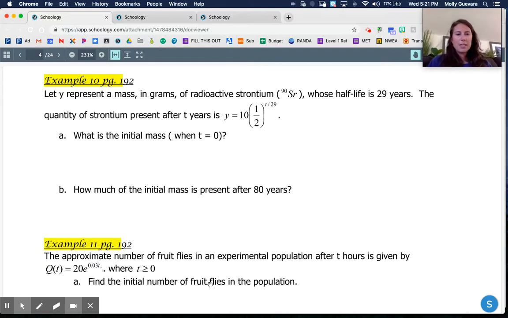Example 10 says, let y represent a mass in grams of a radioactive strontium whose half-life is 29 years. So what that means is every 29 years, the amount that you have cuts in half.